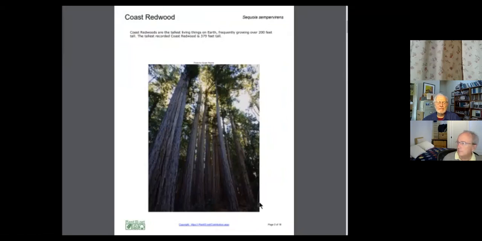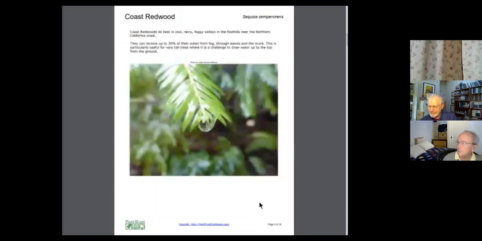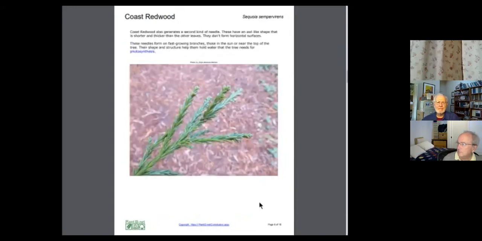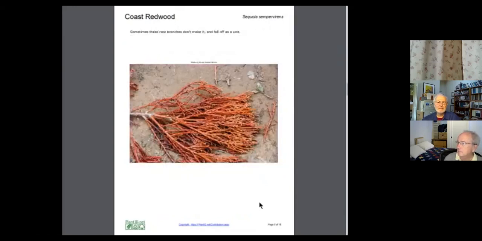Coast redwoods are the tallest living things on Earth, frequently growing over 200 feet tall. Coast redwoods do best in cool, rainy, foggy valleys in the foothills near the northern California coast. They can receive up to 30% of their water from fog. Needles have 2 shapes. The most common is flat. A second kind of needle has an awl-like shape. These needles form on fast-growing branches, those in the sun or near the top of the tree.